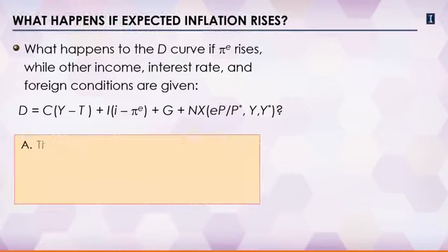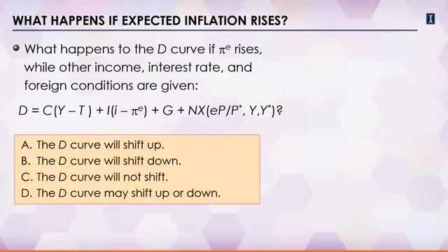Okay, so now let's do one more exercise with this model. We've developed a model of equilibrium level of the economy in the short run, given prices, given foreign income, given interest rate, given taxes, etc. And what we want to know in this example is what happens if expected inflation goes up. So here's my question. Do you expect the D curve to shift up, shift down, not shift, or may shift up, shift down, depending on other parameters?